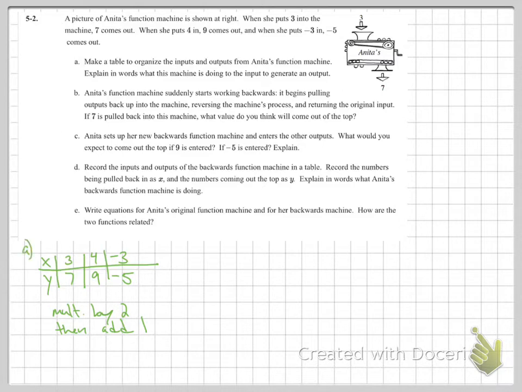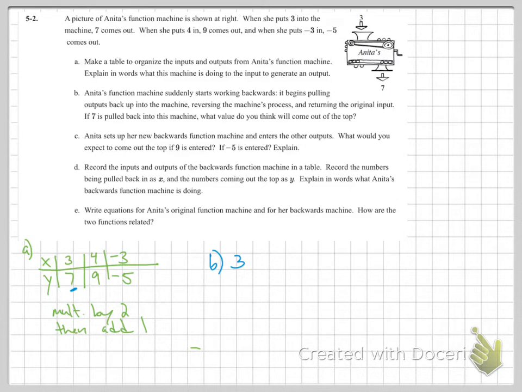So there is A. B, Anita's function machine suddenly starts working backwards. It begins pulling outputs back up into the machine and reversing the machine's process and returning the original input. If 7 is put back into the machine, pulled back into the machine, what value do you think will come out of the top? Well, 7 comes out if you put a 3 in. So if it's going backwards, you must get a 3.